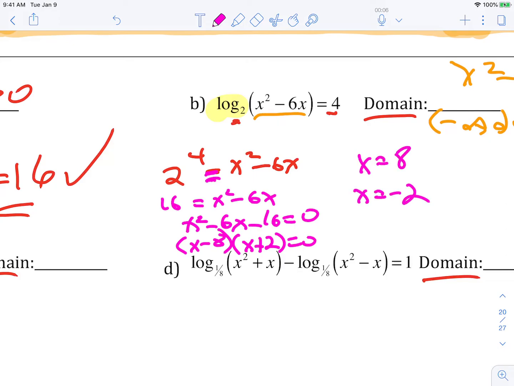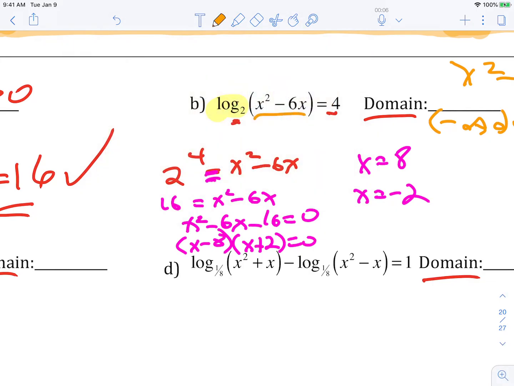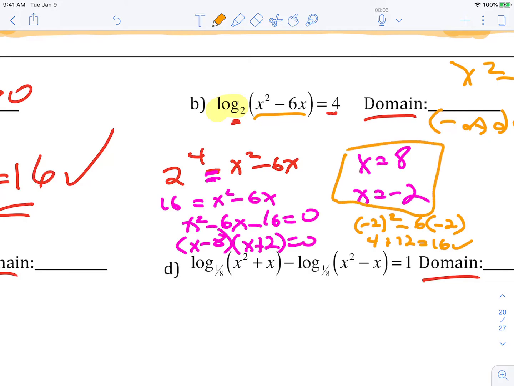Now before you say, well, you told us that it can't be negative, I said that the domain can't be negative. I didn't say that necessarily x can't be negative. So we could substitute this in if you're worried about it. We just plug it into here. So we're going to get negative 2 squared minus 6 times negative 2. So that's 4 plus 12, which is 16. So we're good. You can always check your answers if you're not sure. So both of these are correct.